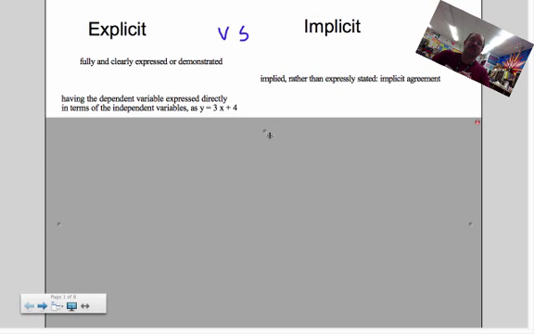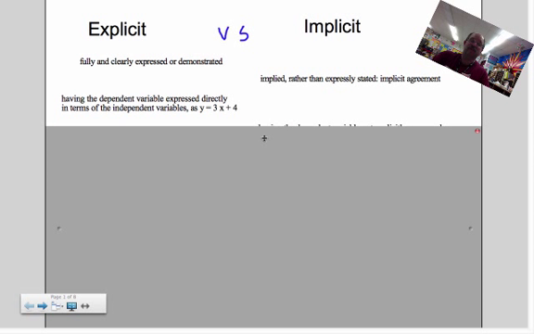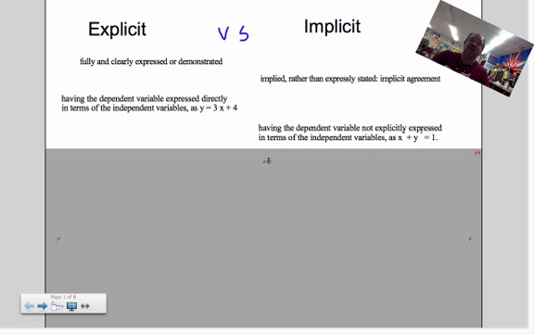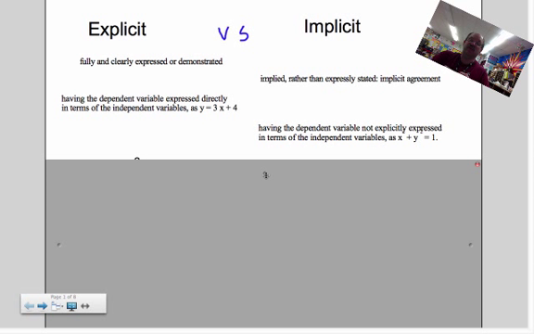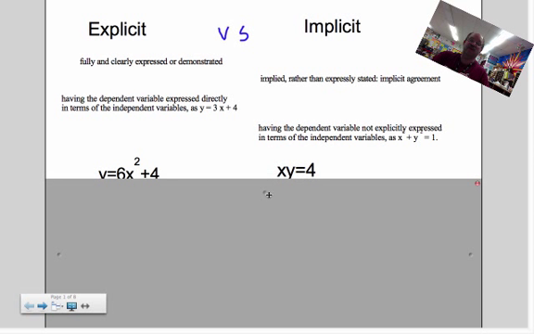But with math, we're talking about explicit being having the dependent variable expressed directly in terms of the independent variables, such as that right there. Okay? When it's implicit, the dependent variable is not explicitly expressed in terms of the independent variables, so like x squared plus y squared is equal to 1 would be sort of an example. So, depending on what x is, y is going to vary. Depending on that, we don't have it clearly solved. They're somewhat related to each other. There is a relationship that's implied, but it's not a straightaway one.